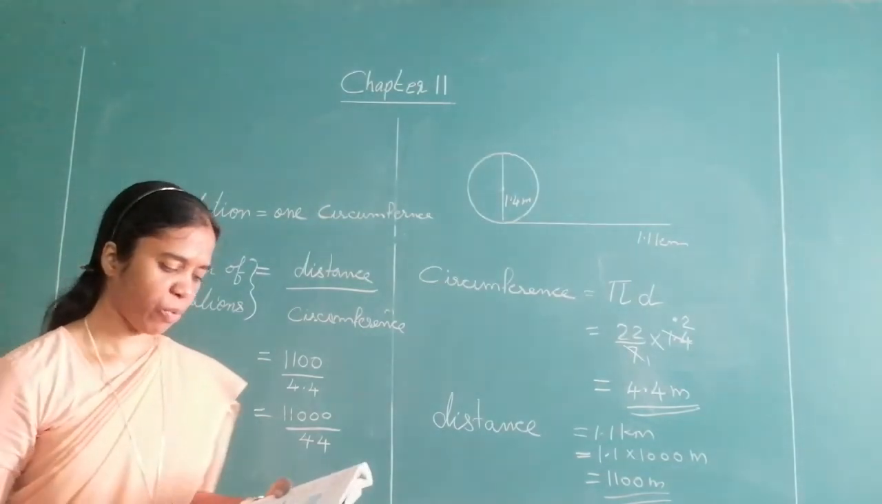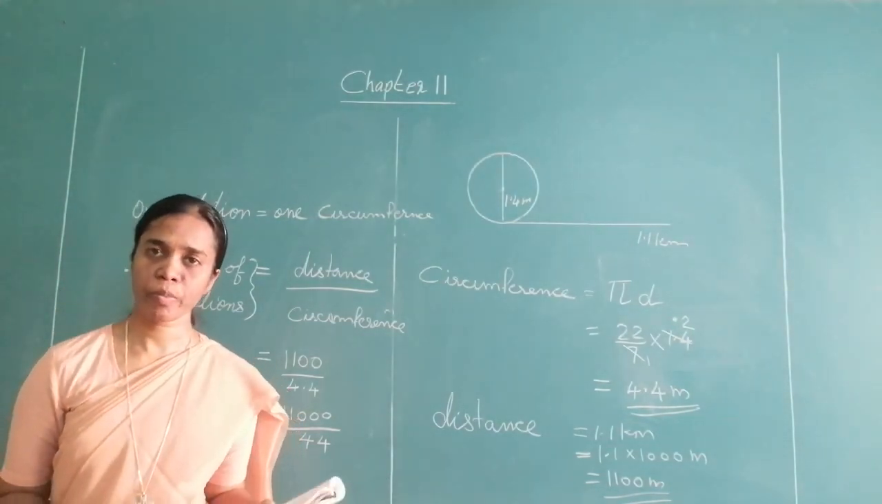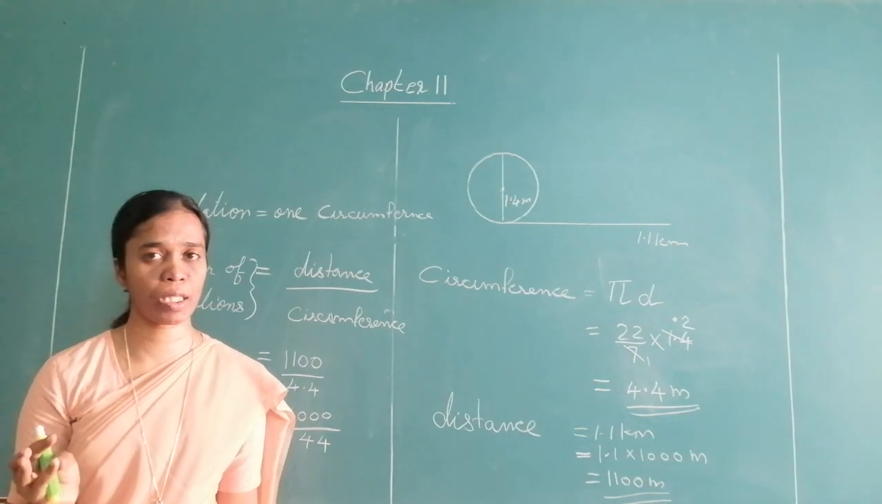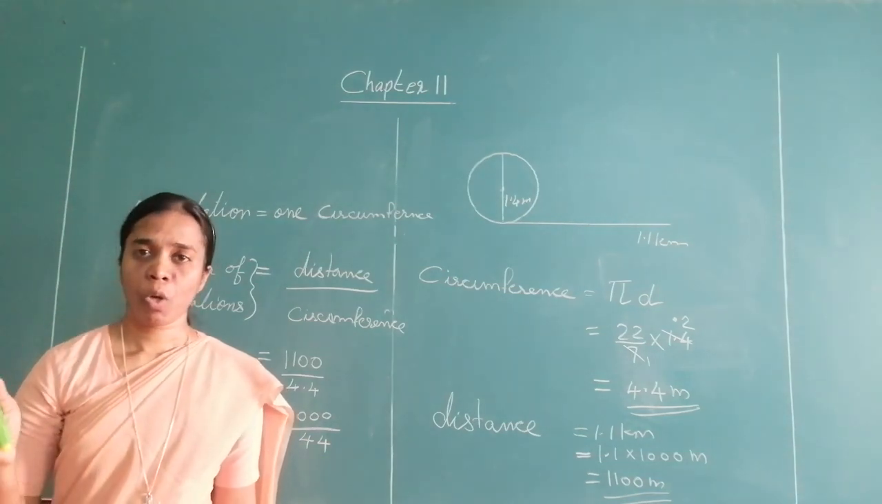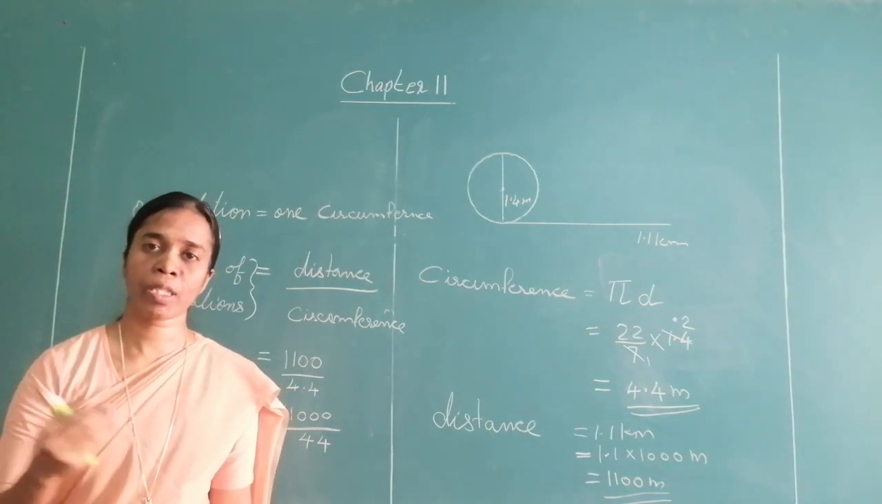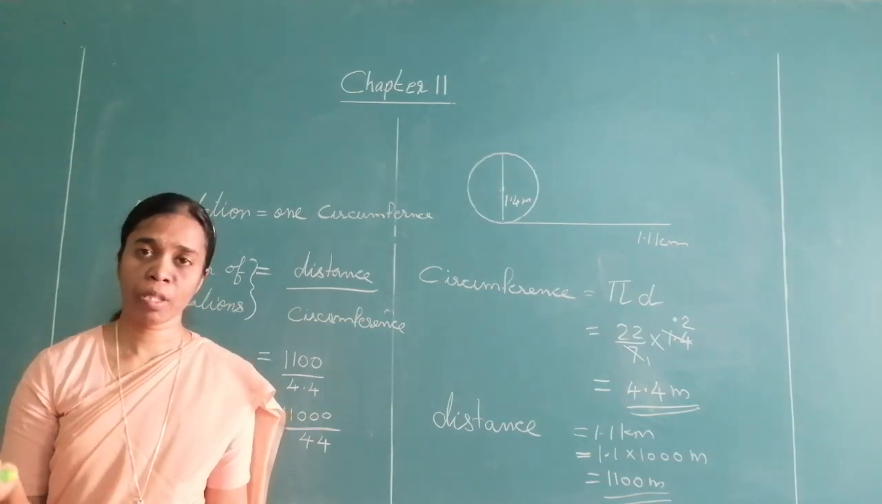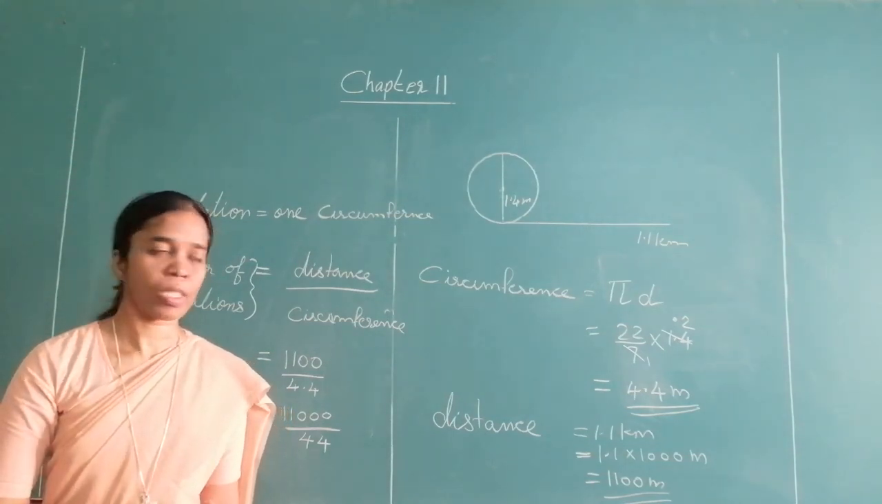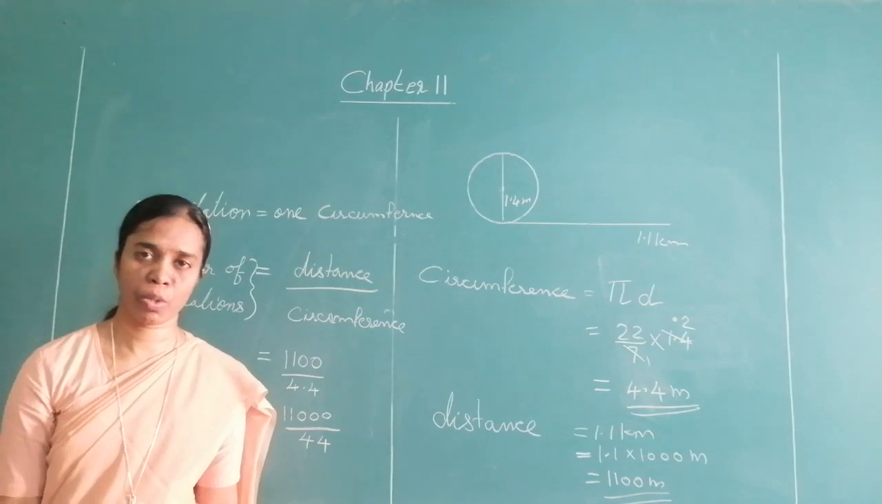Okay. With this we have finished the practice set 42. Please remember what is a circle, chord, diameter, radius, what is pi, formula for circumference, and please solve all these questions. Okay.